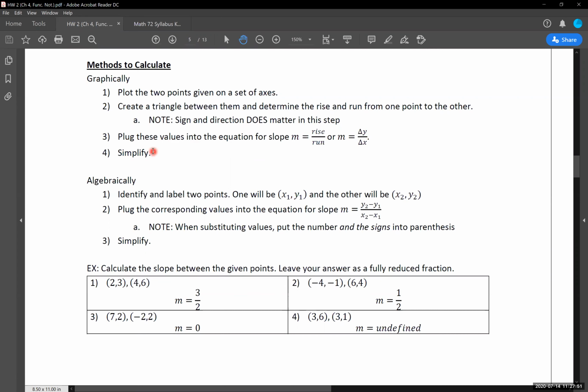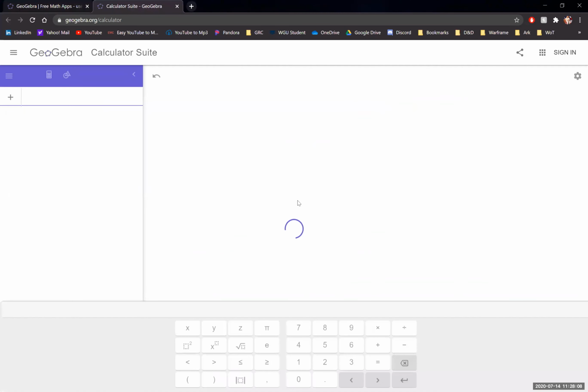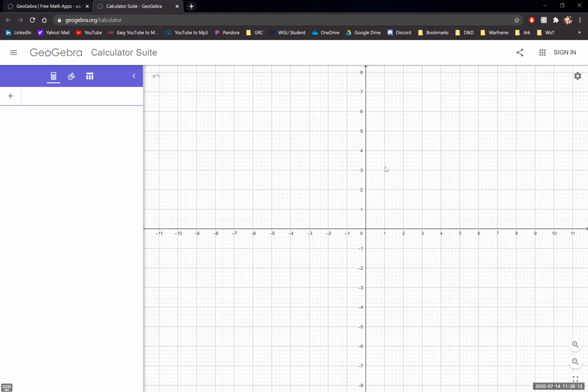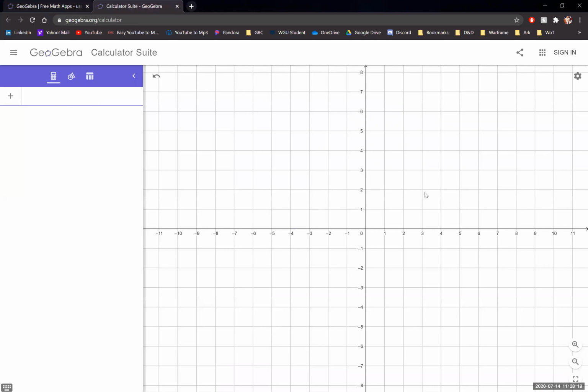So I'm going to jump us over to GeoGebra. I'll show you what this is going to look like graphically. So this is the home page for GeoGebra here. We're going to go into calculator. And apparently now it's going to have to load. Okay, there we go. So I'm going to set this thing up for showing these. I just want the major grid lines. We don't need the extra stuff in there.